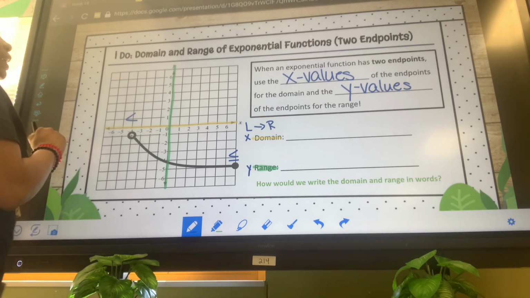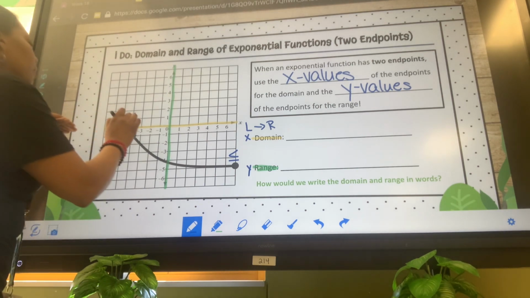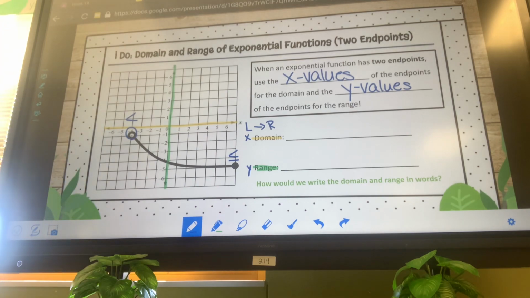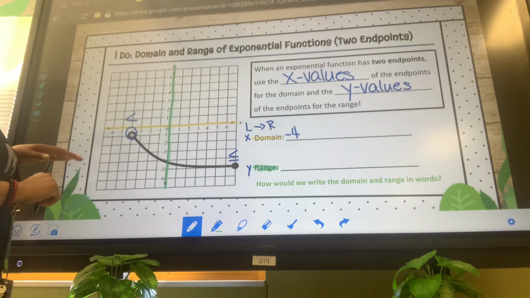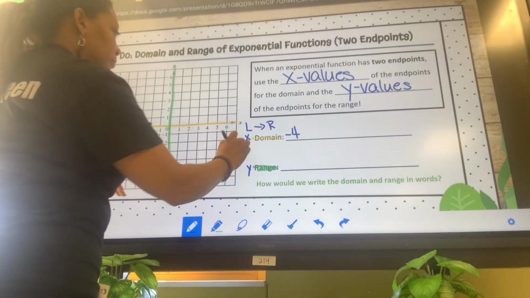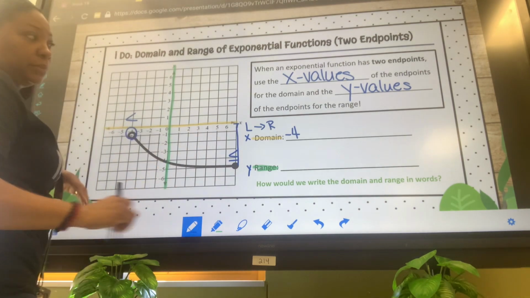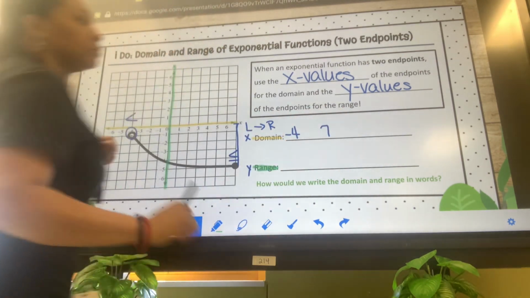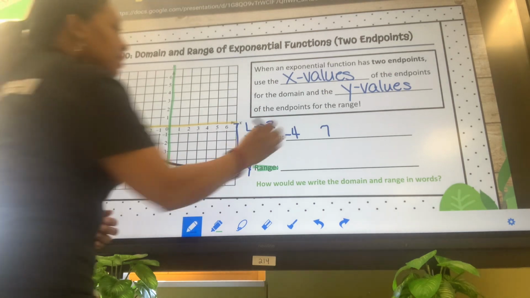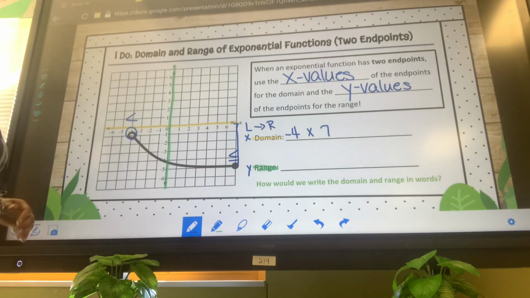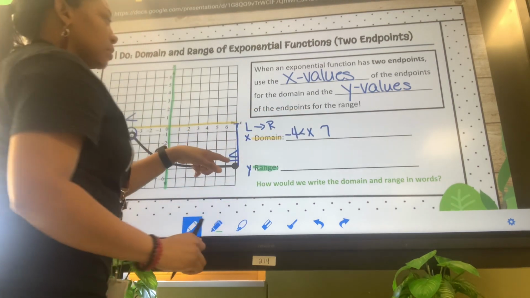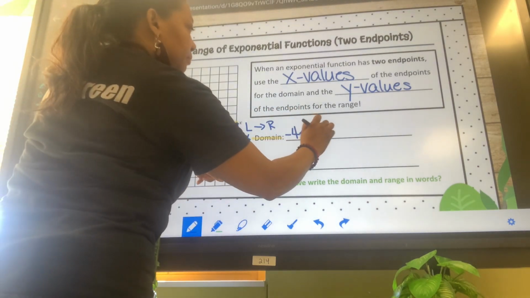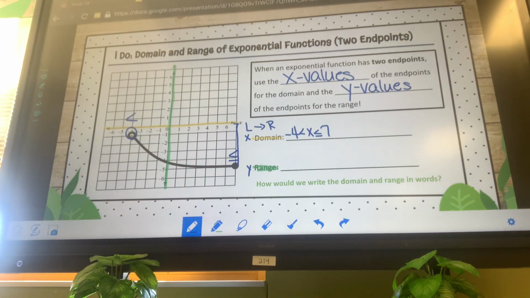Now I need my value on the left. It's a -4. I also need my value on the right. There will be a 7 there, so it's a 7 on the right. Remember, there is always an x in the middle. Now I just need my symbol that goes with -4, and my symbol that goes with the 7. So there's my domain for this function.